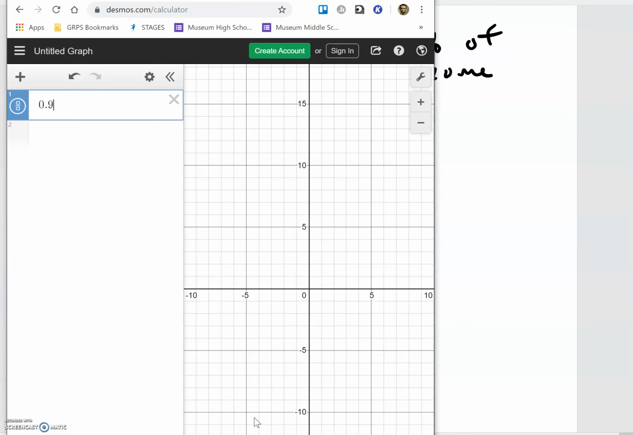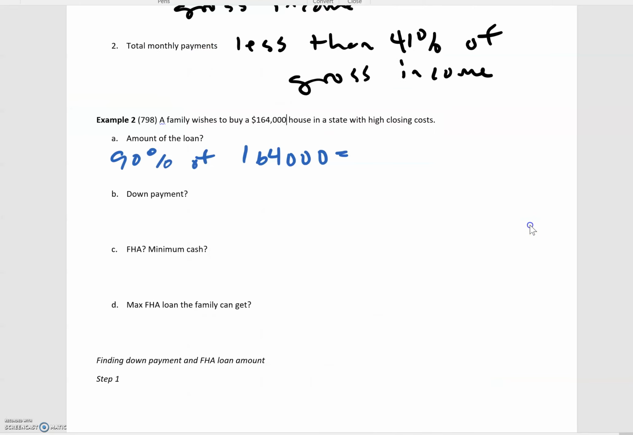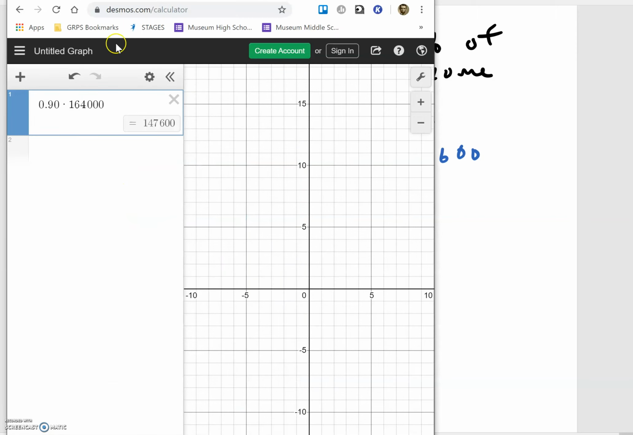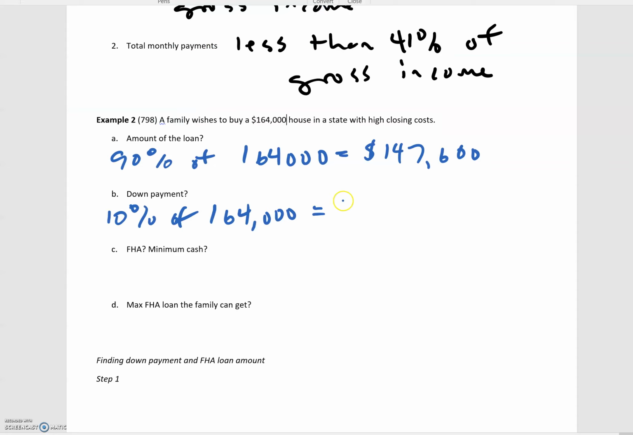So 90% of a $164,000 house is $147,600. So we know that the down payment must be the remaining 10% of the cost. This is what the family will have to bring to the table. And so we'll just change this to 10%. And it looks like it's $16,400 for a down payment.